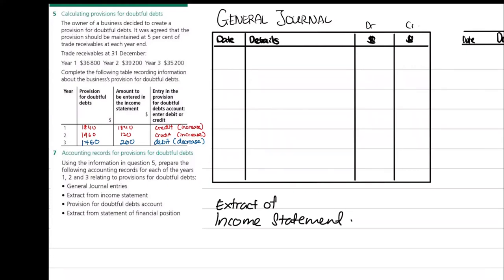So the first one is the step to create a provision for doubtful debt, whereby our initial starting point is at 0. So from 0 to 1,840, there's an increase of 1,840. So the first one will be at the year end of 31st December, year 1, December 31st, we will debit income statement and credit provision for doubtful debt.